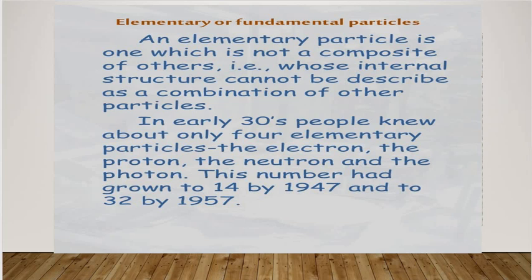So, an elementary particle is one which is not a composite of others. That is, whose internal structure cannot be described as a combination of other particles. In the early 30s, people knew about only 4 elementary particles: the electron, the proton, the neutron and the photon.